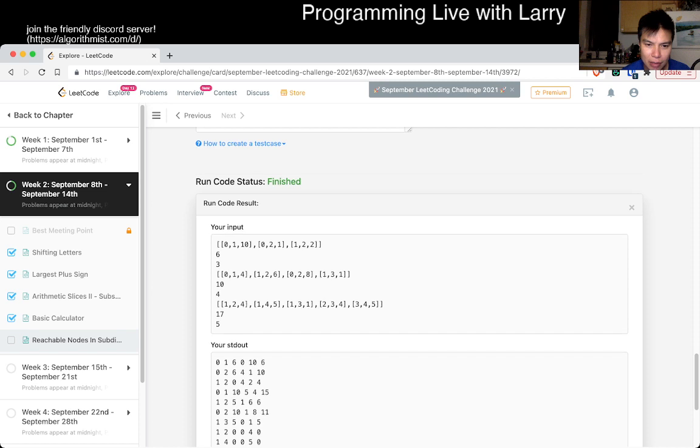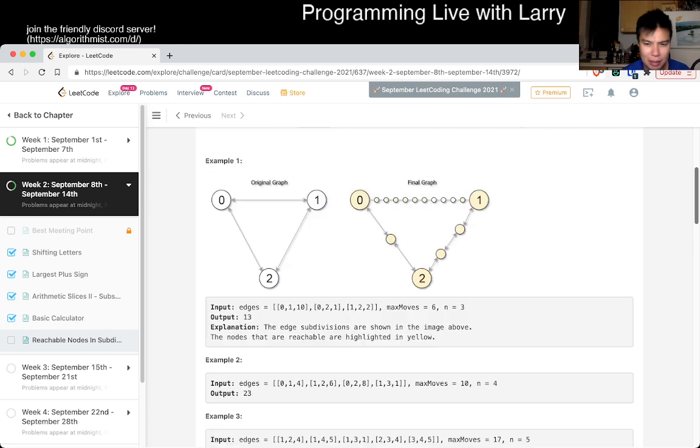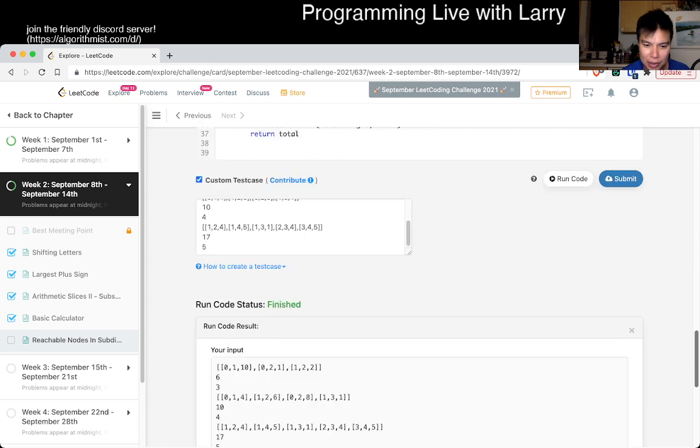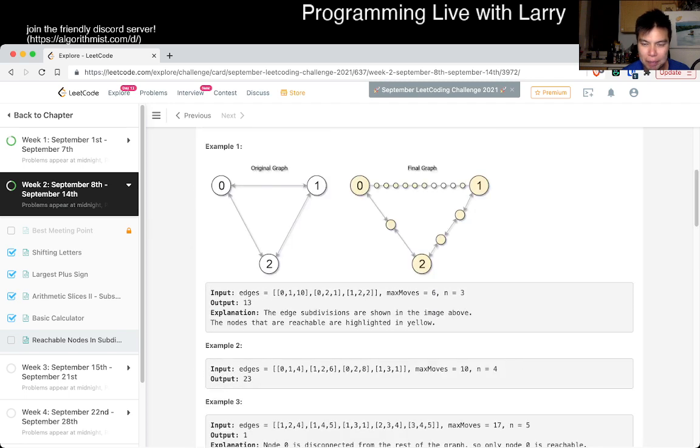Okay, so 0 and 1. 1 is 10 away. Yeah. Oh, wait, max move is 6. Oh, I was thinking about the other example. I think that's why. Maybe? Well, yeah, so there's 6. 1, 2, 3, 4, 5, 6. So that this should have a contribution of 6 to the other node. It's 6. So it's 1, 2, 3, 4. Okay, so it takes 2 moves to go to 2.